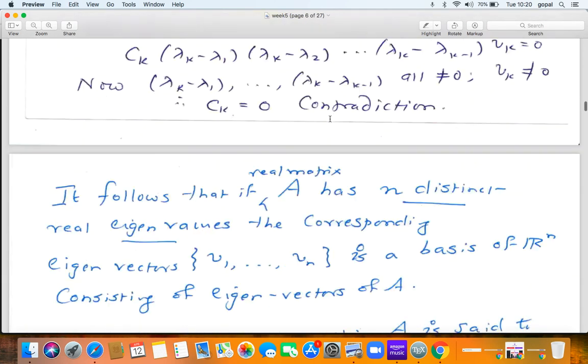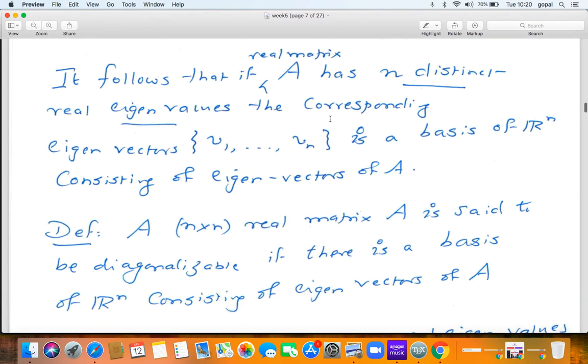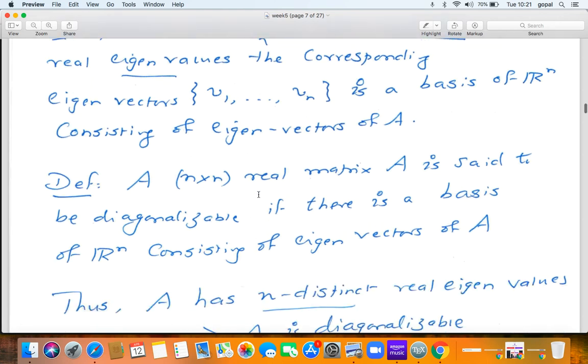That's a very important special case, and let us flag that. Remember, in this particular lecture I'm mostly working with real matrices only. In the next lecture we'll work with a real matrix with complex eigenvalues. It follows that if you have a real matrix with n distinct real eigenvalues, then you can find n eigenvectors v1, v2, vn, and these are linearly independent and they'll form a basis for Rn. So there is a basis of Rn consisting of eigenvectors of A.